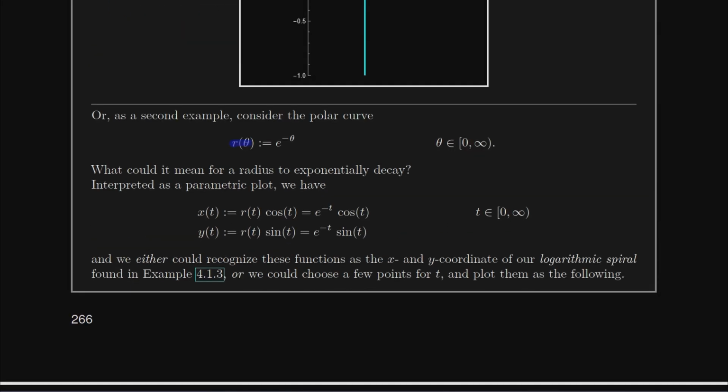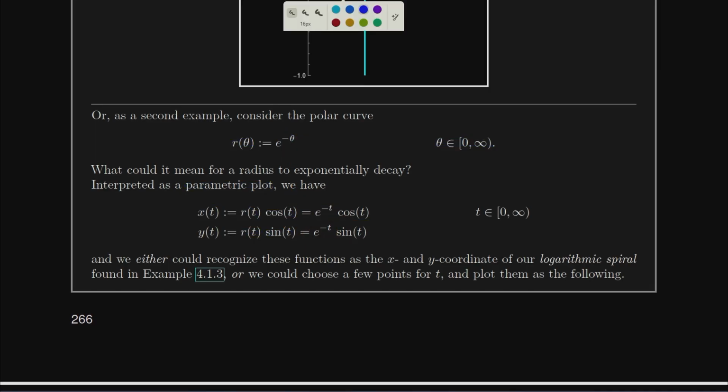We can also do the polar curve r of theta is e to the minus theta. And in this case, we're going to let theta go from 0 to infinity. If we decide to convert to a parametric plot, we are going to write that the x value of our parametric plot is r times cosine, or in this case, because r was e to the minus theta, it's going to be e to the minus t, cosine of t. And then the y value is r sine t, and the radius being e to the minus t times sine t.